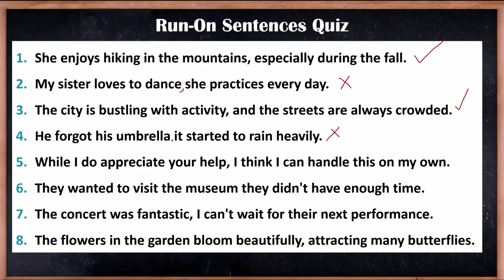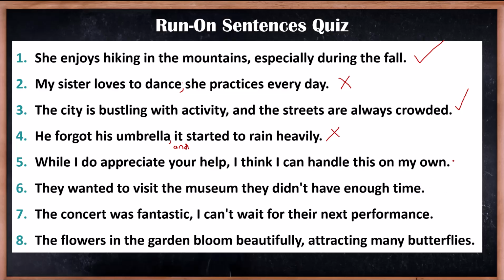This is a run-on sentence. So we can connect this with a semicolon, or we could add a comma plus a coordinating conjunction. For example, comma, and then and. He forgot his umbrella, comma, and it started to rain heavily.